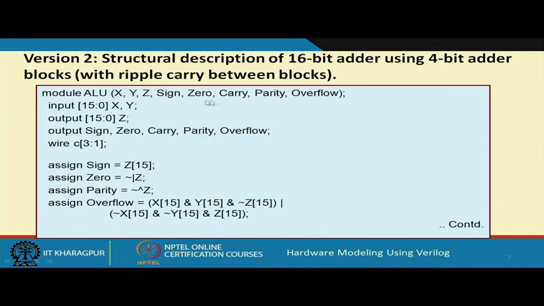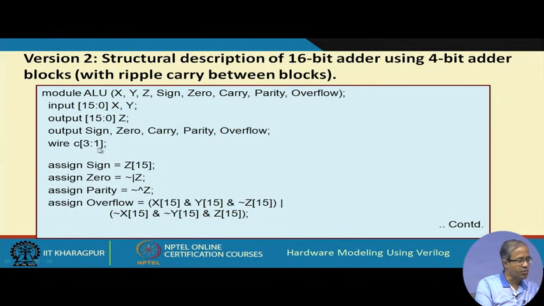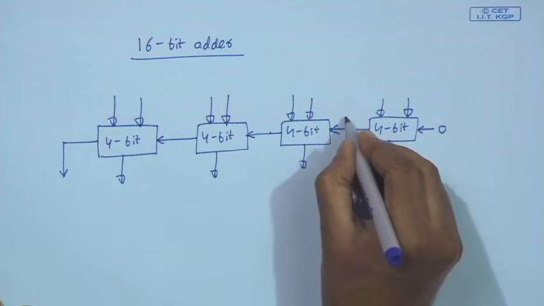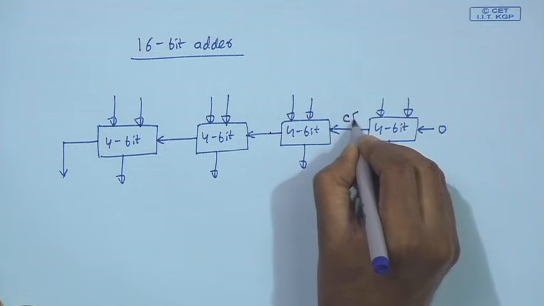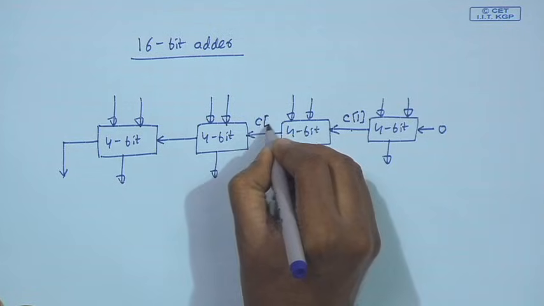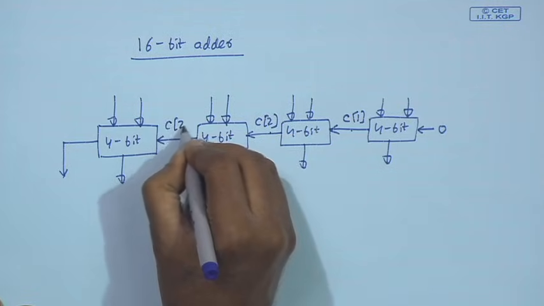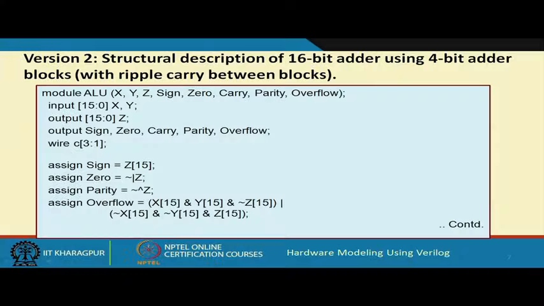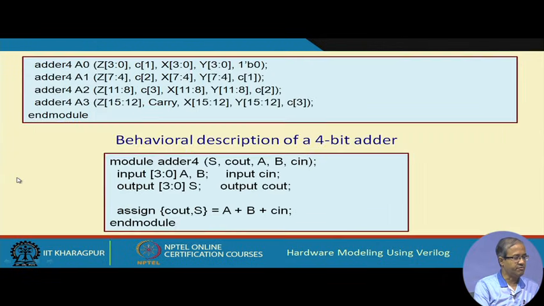Now, in our ALU module description, the first part remains the same. This was exactly identical with the previous one. What we have done? We have just added a wire. So, why do we need this wire? We need this wire to implement these intermediate carries. This we call C1, this we call C2, C3, these intermediate carries. So, we are defining them as wires, okay? Wires C1, C2, C3, and we have just instantiated 4 adders like that. Okay. Just see exactly like that.